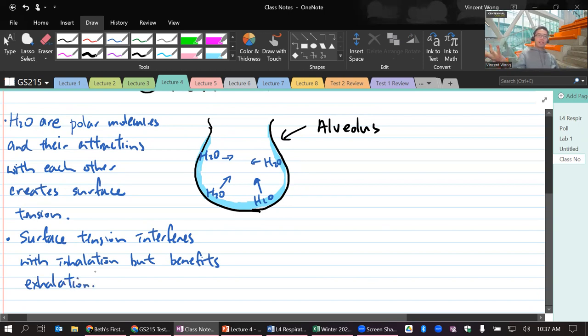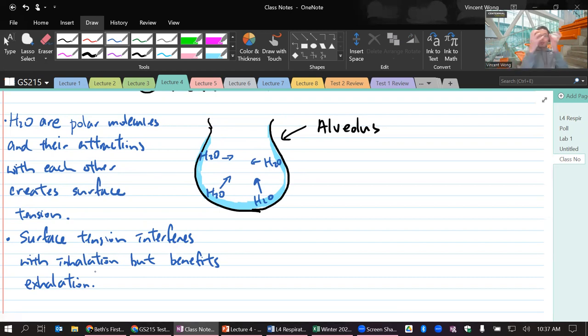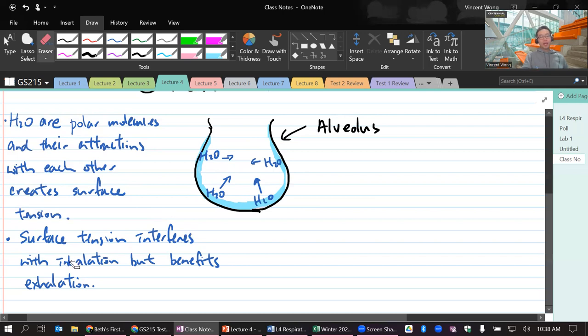Let's think about why that's the case. It's always trying to close the alveolus. So if you want to breathe in, you have to have enough force to counteract that contraction, right? You have to open up the alveolus again. Think of blowing air into a balloon, right? The balloon is elastic and it's always trying to squeeze the air out. So you have to apply enough force to force it open to accept the air, right? That's why the surface tension interferes with inhalation, but it benefits exhalation.